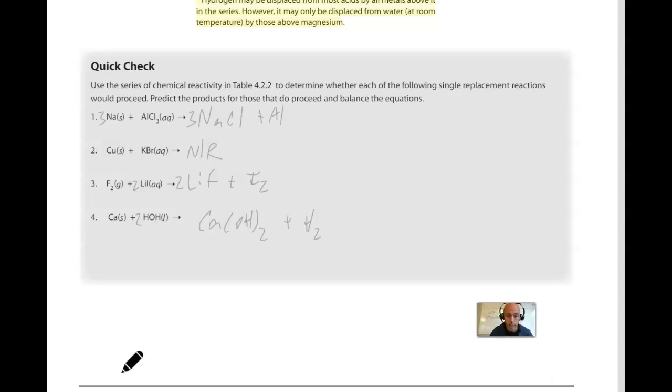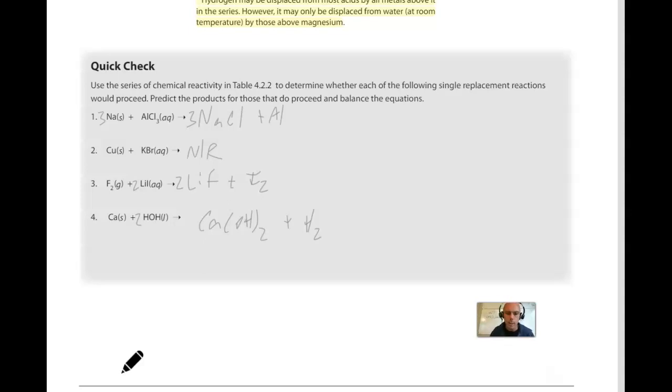3, I did find is a reaction. Fluorine, which is a nonmetal, I compared to iodine's reactivity. And because fluorine is above iodine on the activity series, it will replace it, forming a bond with the metal ion lithium and giving us iodine. And iodine is diatomic.